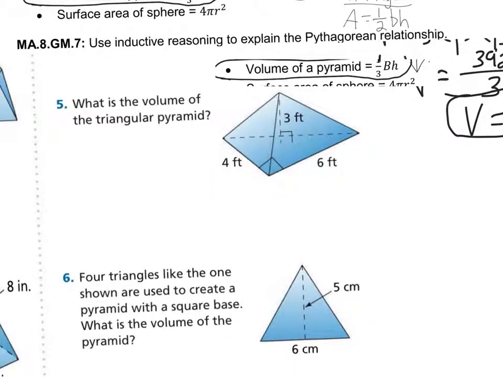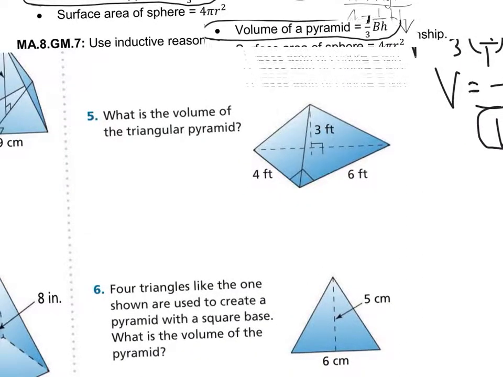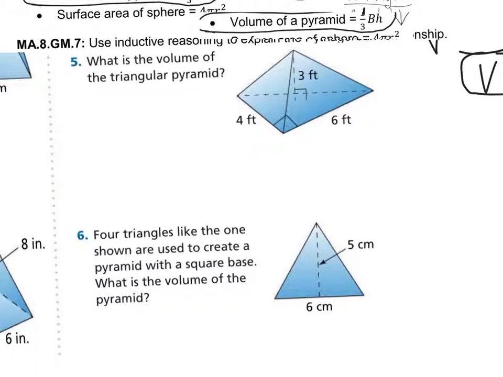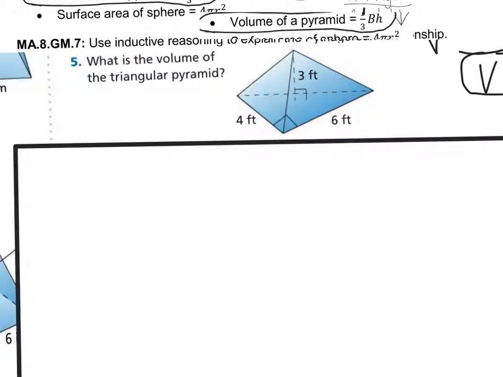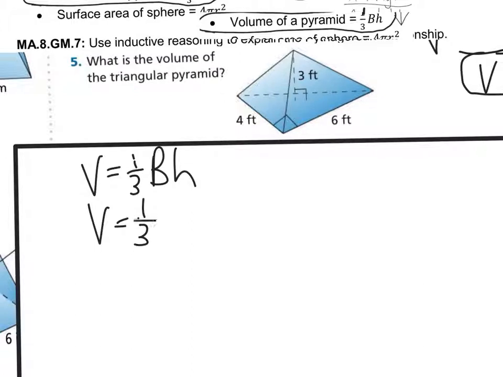So number 5, they want the volume of this triangular pyramid. So triangular pyramid, same idea. We can start out with our formula that they give us. And then we need to think about what our base is and what the area of that base is. So our base is a triangle. Area of a triangle is half base times height.